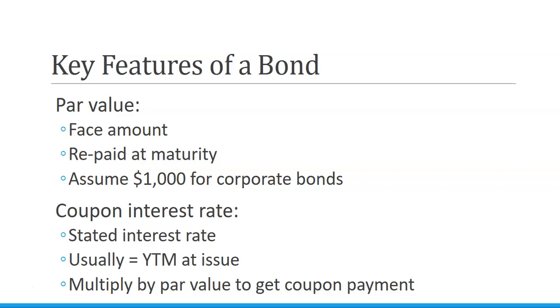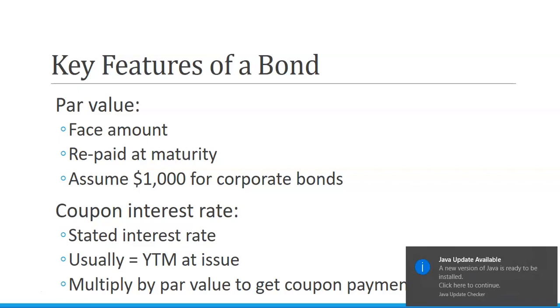The next is the coupon interest rate. So this is the stated interest rate of a bond. It's usually the yield to maturity at issue, so that YTM equals yield to maturity. We would multiply our par value by the coupon interest rate to get what the coupon payment was. What a coupon payment is for a bond is a regular interest payment to the bondholders. This can occur semi-annually or annually. Semi-annually is the most common.